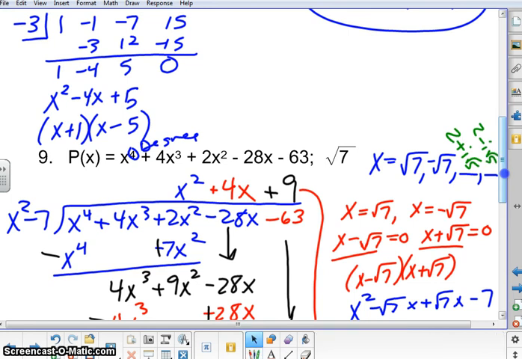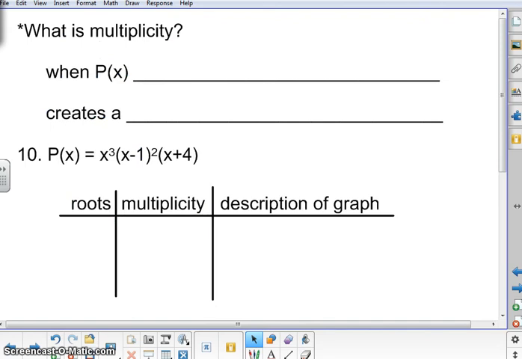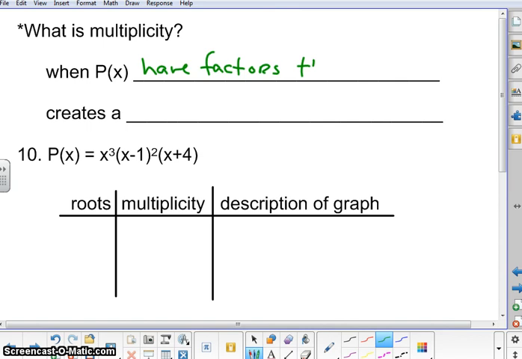Okay, so to finish up, we will look at multiplicity. And in multiplicity, when p of x has factors that occur multiple times, we'll finish the rest tomorrow.